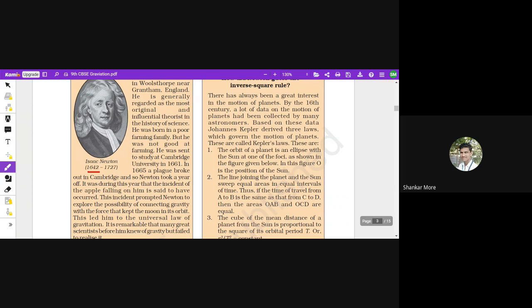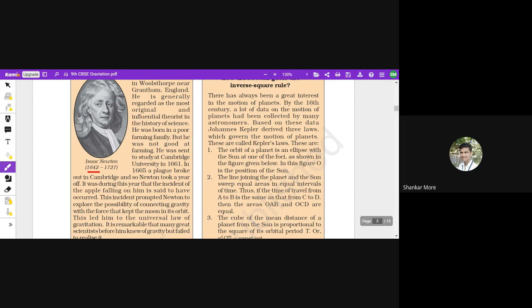In 1665 a plague broke out in Cambridge, so Newton took a year off. जैसे हमारे यहाँ पे कोविड आया था पिछले 2 साल में, so all of us had long holidays. आपके जो पिताजी माताजी ऑफिस में काम करते हैं, उनको भी हॉलीडे था, उनको भी वर्क फ्रॉम होम था. आपके स्कूल्स भी क्लोज थे, right, because of the pandemic. So similarly the plague broke out in Cambridge at that time.